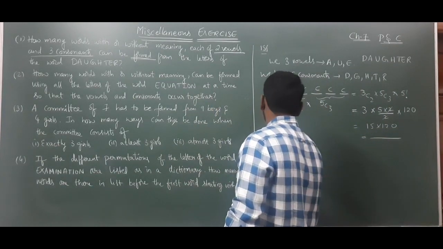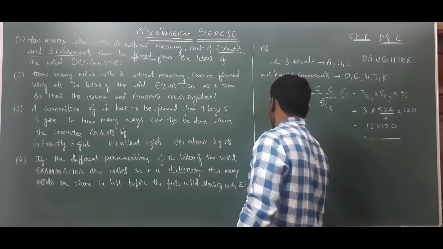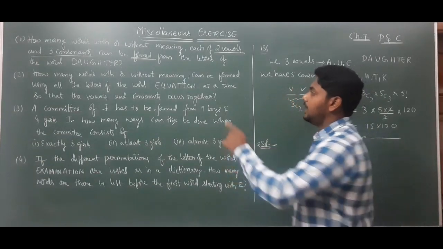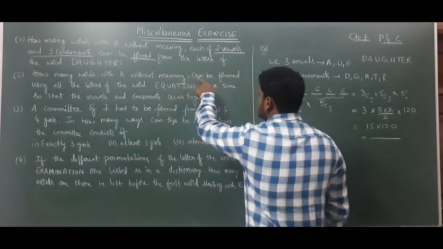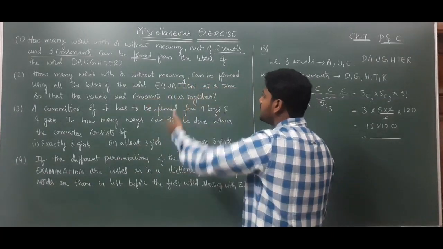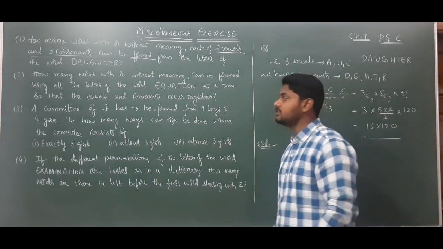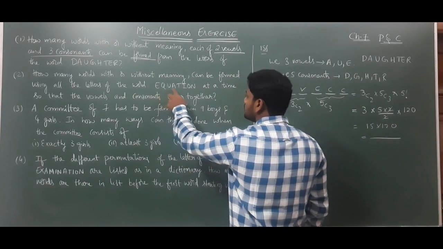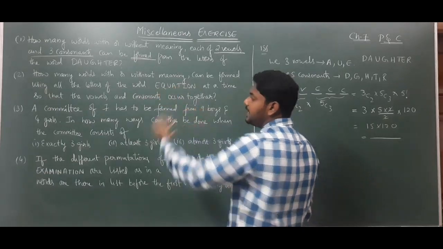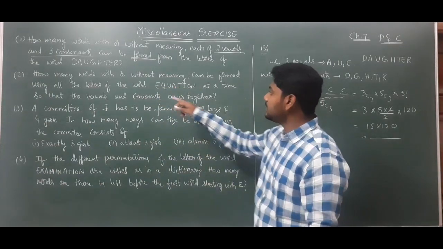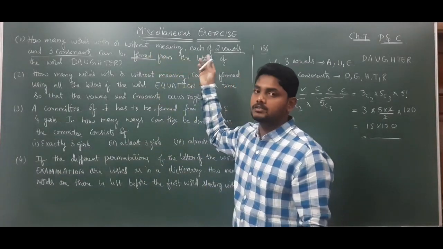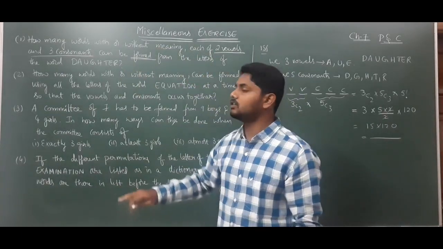Next. How many words with or without meaning can be formed using all the letters of the word equation? Using all the letters of the word equation means we need to form 1, 2, 3, 4, 5, 6, 7, 8, an 8 letter word. Right? Here, earlier, they did not mention using all the letters. That means only 2 vowels and 3 consonants, it will be a 5 letter word.